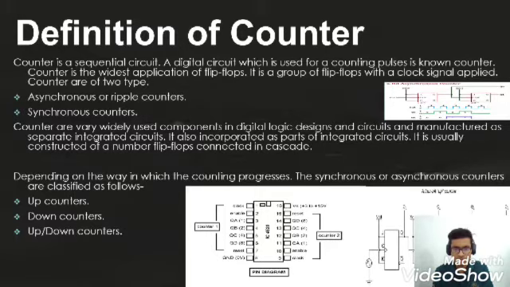Depending on the way in which the counting progresses, the synchronous or asynchronous counters are classified as follows: up counters, down counters, and up or down counters. An up counter counts events in increasing order, a down counter counts events in decreasing order, and an up-down counter is a combination of an up counter and a down counter. It can count in both directions, increasing as well as decreasing.